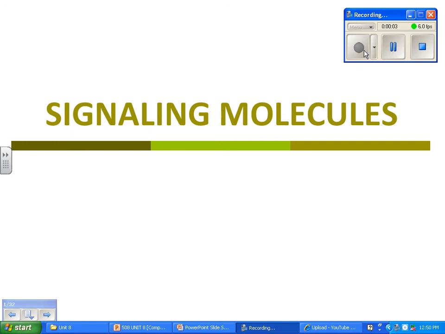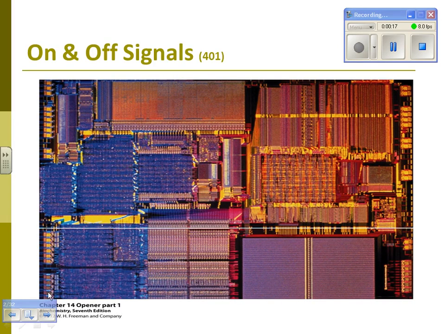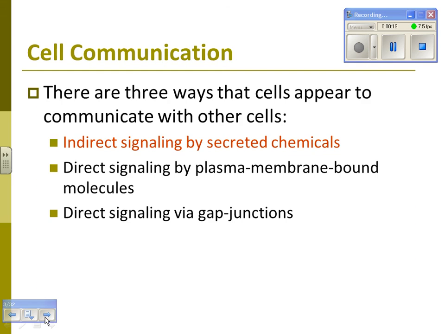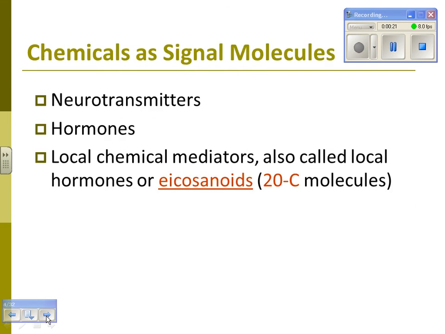Alright, Unit 8. This is a sweet unit, signaling molecules. There are only 32 slides, mainly 2 big charts that you have to memorize and then other stuff along the way to help you understand what those charts mean. So let's wait for the computer to load here. There we go.